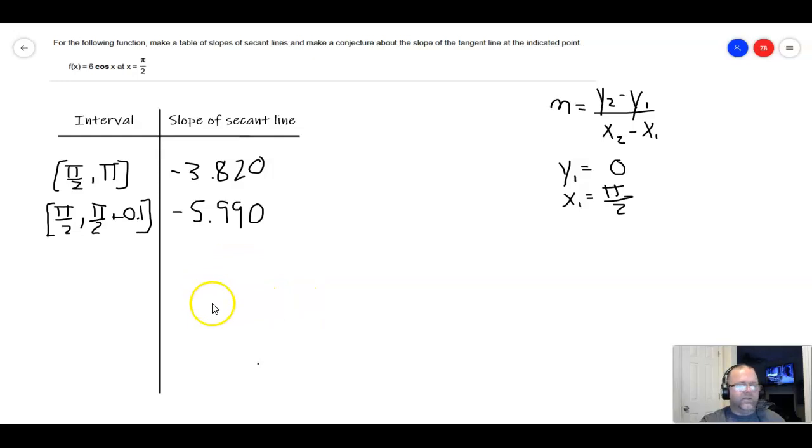All right, now let's go to the next one. I want the x2 value to be even closer to pi over 2. What's a smaller value than 0.1 that I can add to pi over 2 on the right? I can add 0.01. That's even closer, so let's do that. So now we're going from pi over 2 to pi over 2 plus 0.01. If this is 1.57, then this should be really close to 1.58.